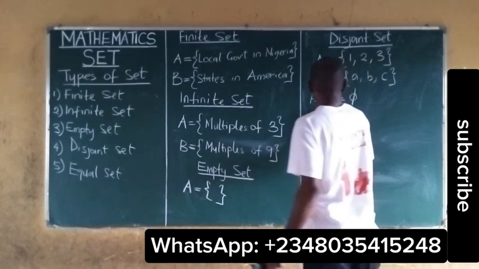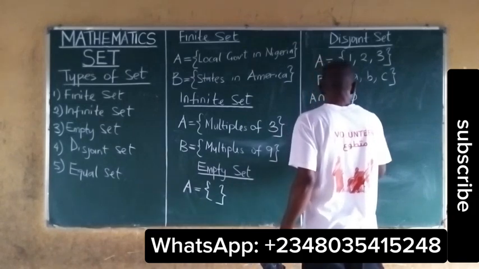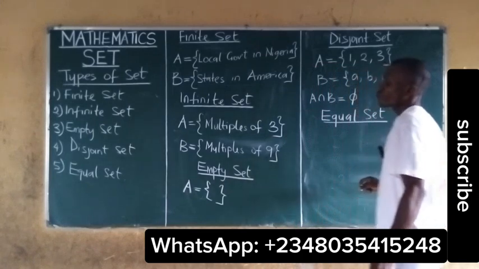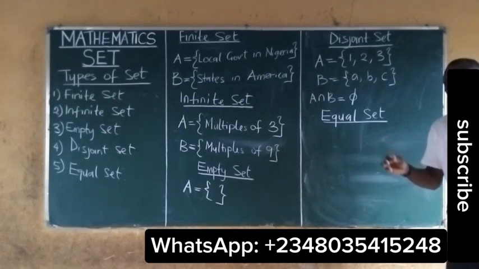Equal sets. Two sets are said to be equal if they contain the same elements.